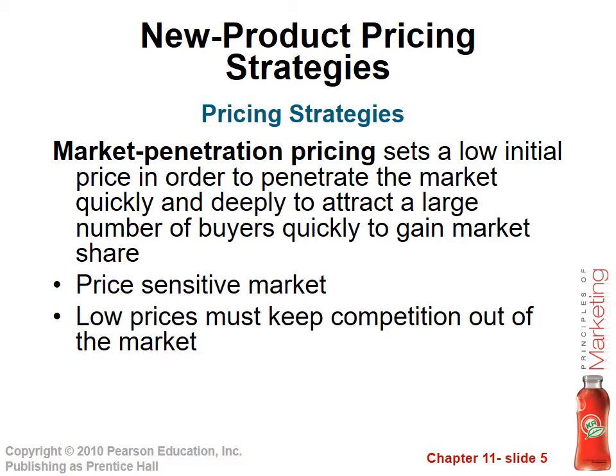Usually market penetration pricing is adopted by a lot of convenience products such as fast moving consumer products, soap and shampoo, and then cosmetics and snacks, or consumer products such as food, which usually set a lower price in order to enter the market.